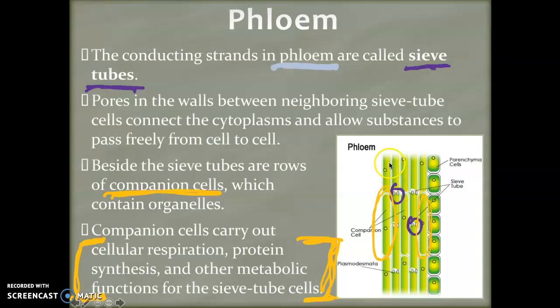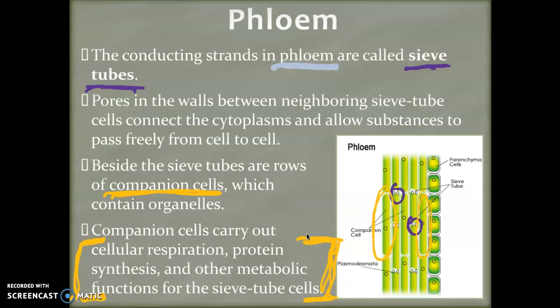Beside the sieve tubes are rows of companion cells, and I circled those in this orangish yellowish color. So you have a row of companion cells, and then a row of sieve tubes, companion cells, sieve tubes, companion cells, so it alternates between rows.